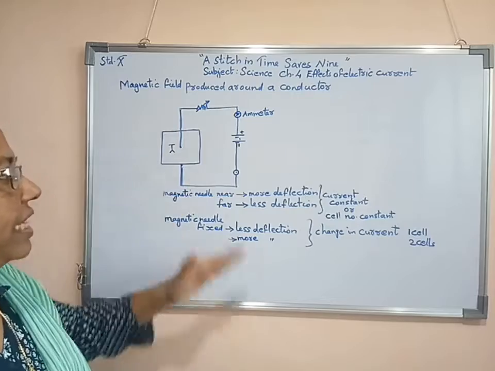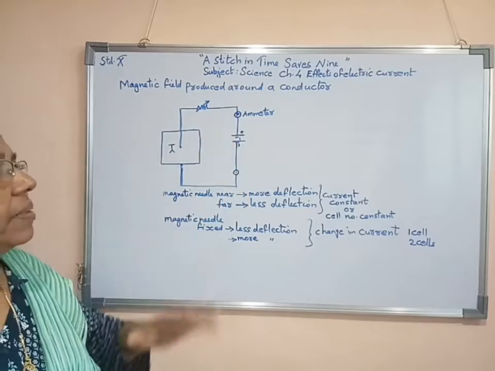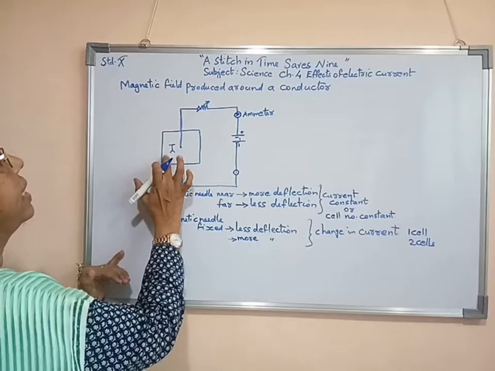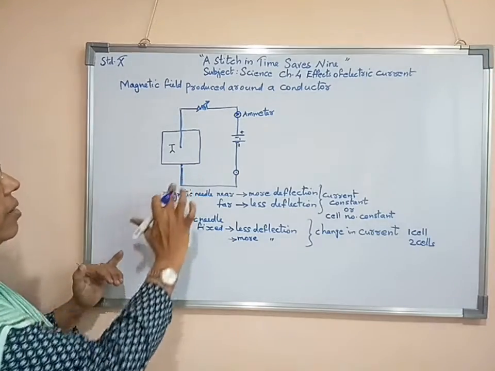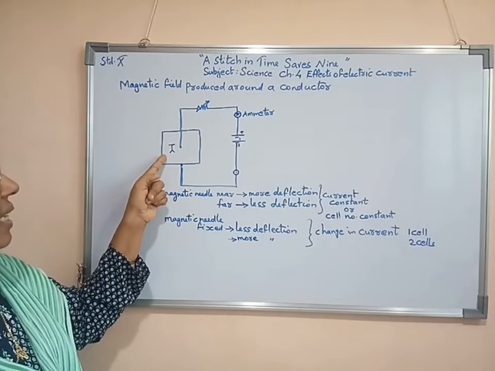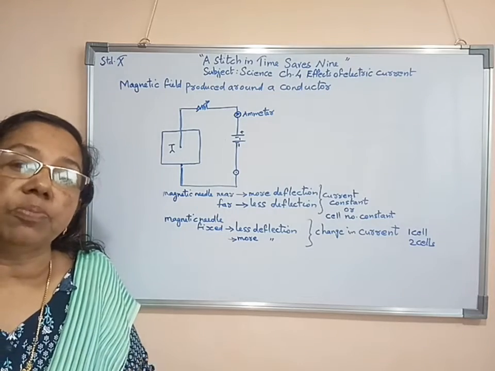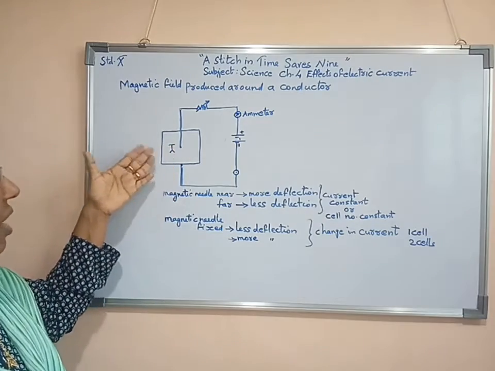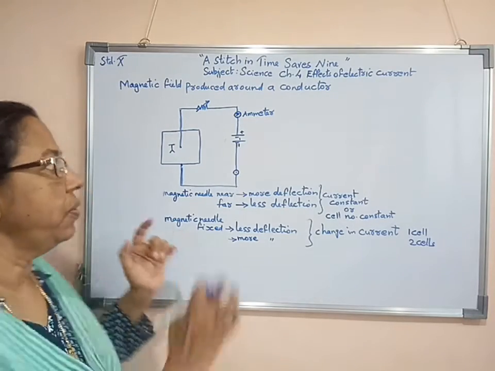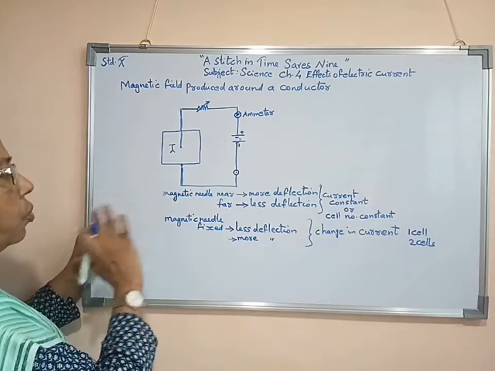Now, from this experiment we can study two important things. One thing, if you are keeping the current constant, at that time we have to move the magnetic needle either close to the current flowing conductor or far from it. If you keep the magnetic needle close to the current flowing conductor, you can find that the magnetic needle shows more deflection. But when we keep it far from it, the magnetic needle shows less deflection. So in this case, if you keep the current constant, then we have to move the magnetic needle here and there.